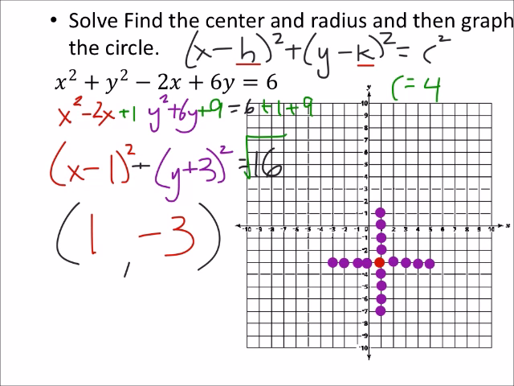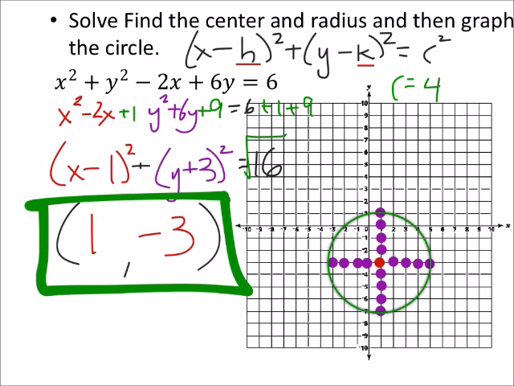That's not a great graph, but hopefully this one will turn out. And there we go. There's our circle. We found the radius, which is this point. I'm sorry, that's the center, rather. And we did find the radius as well. And we got our graph.